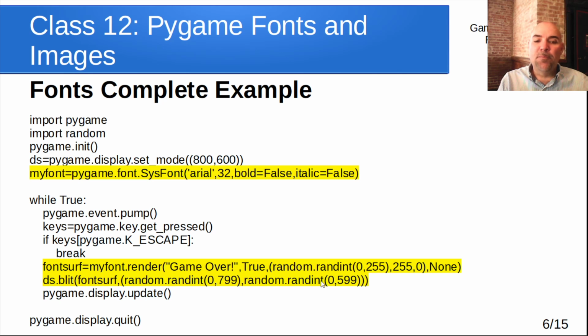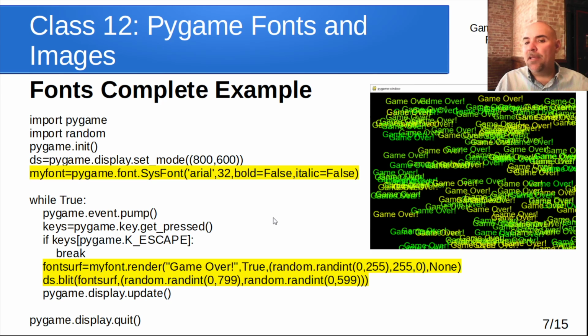And notice here I'm blitting it at a random location, and I'm repeatedly doing this over and over inside the loop until they hit the escape key. So if we run this program, we get that, and it actually will fill this up really quickly. Just bear with me for a second. I'm going to switch over to running the entire program live so you can see that run.